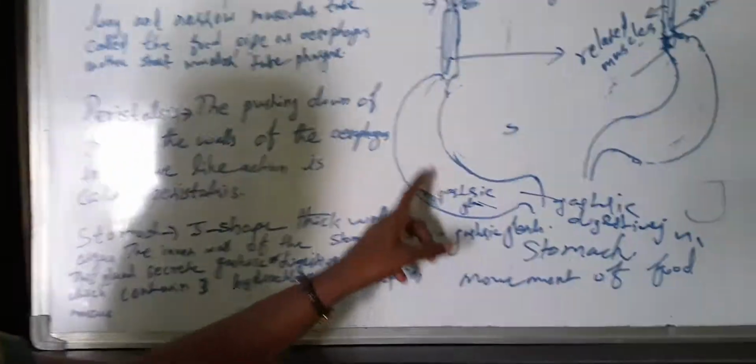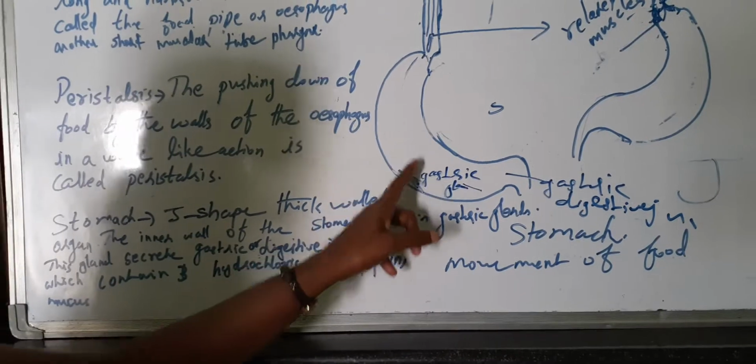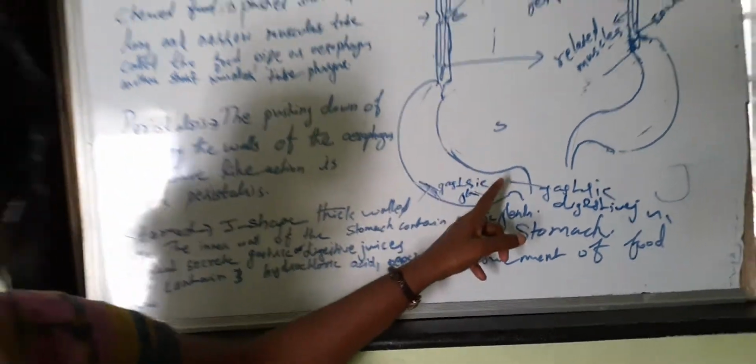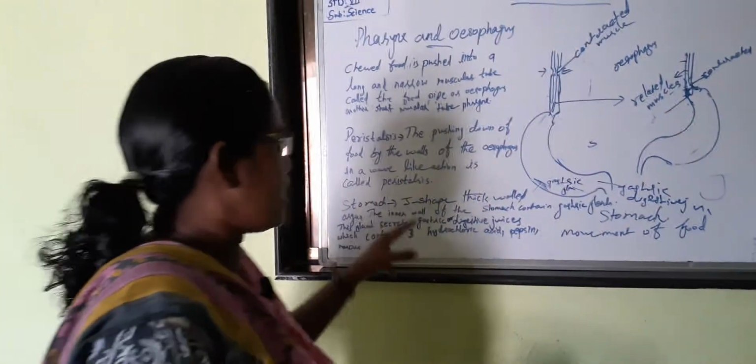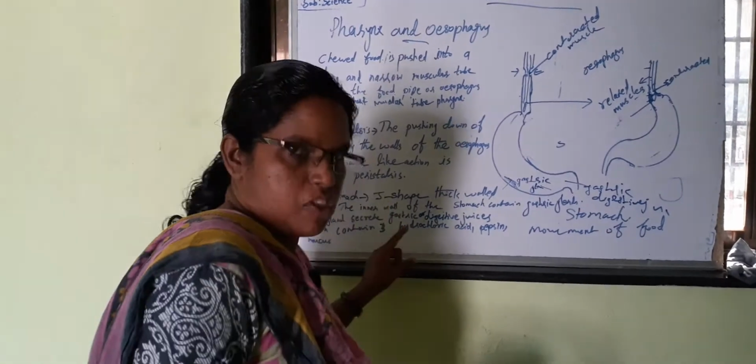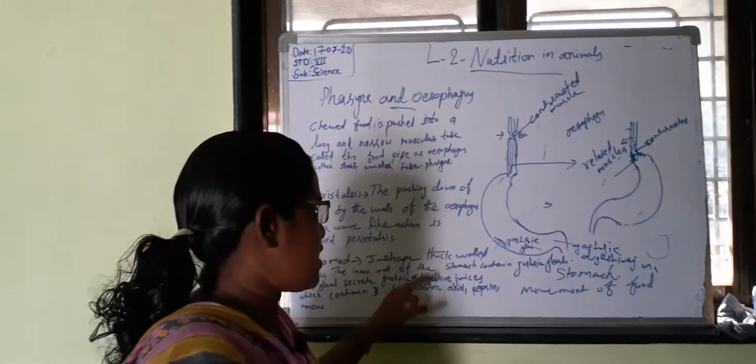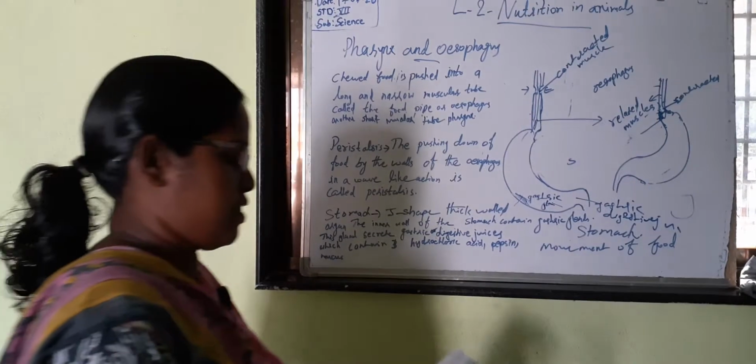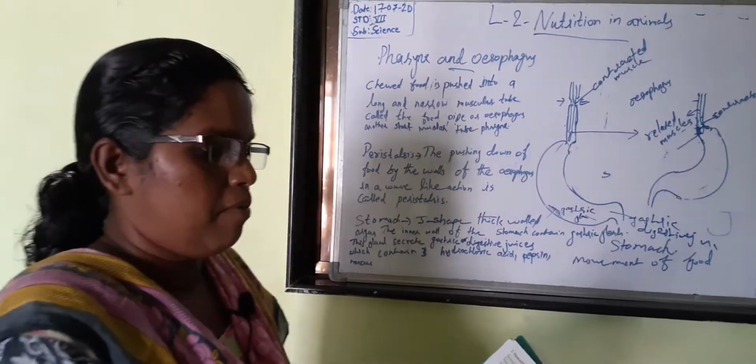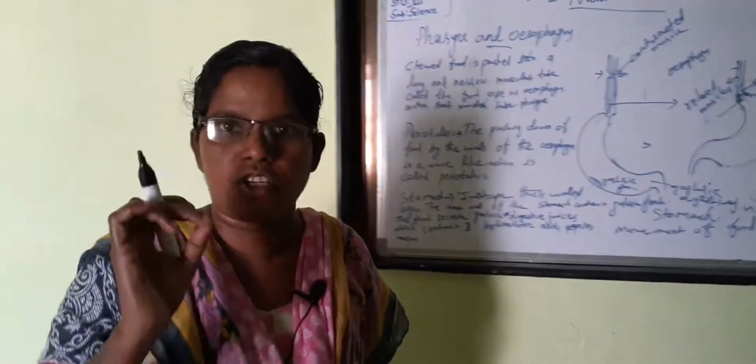Here the gastric glands secrete gastric or digestive juice, which contains three substances: hydrochloric acid, pepsin and mucus. Okay, understand? First one, hydrochloric acid. What are the functions of hydrochloric acid?